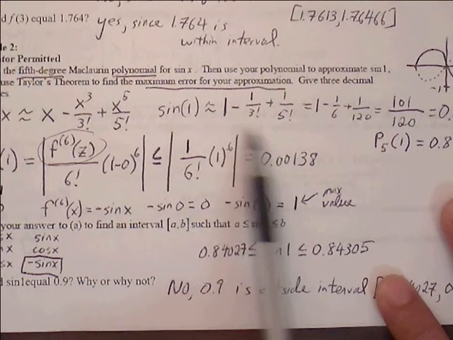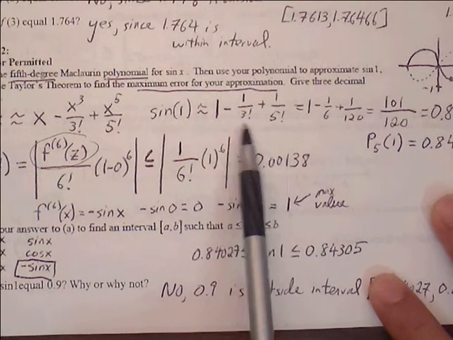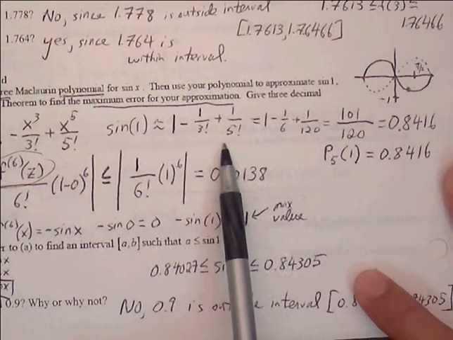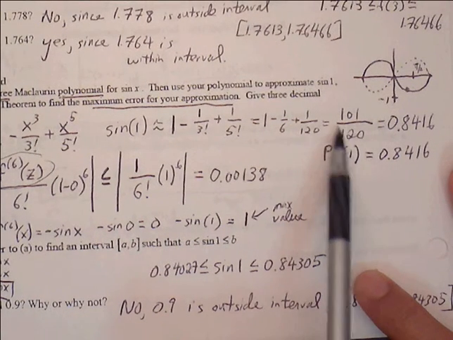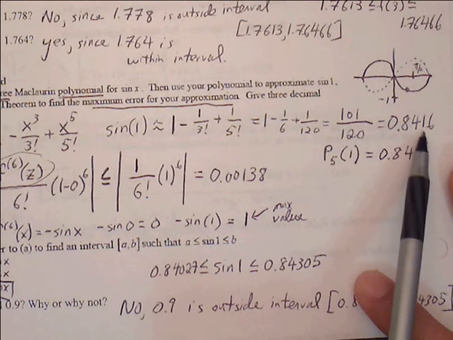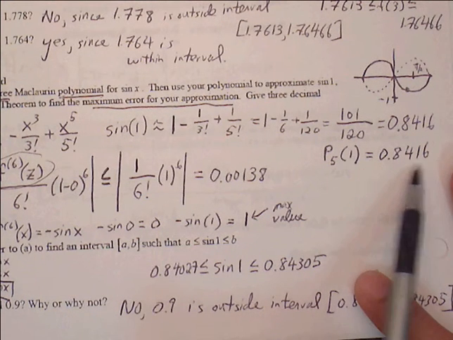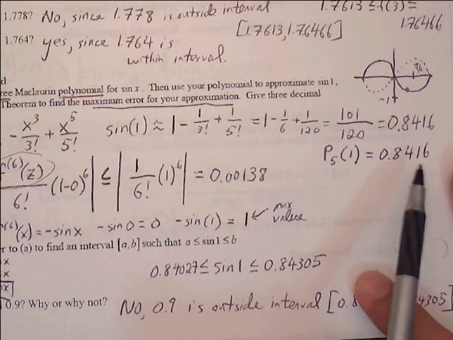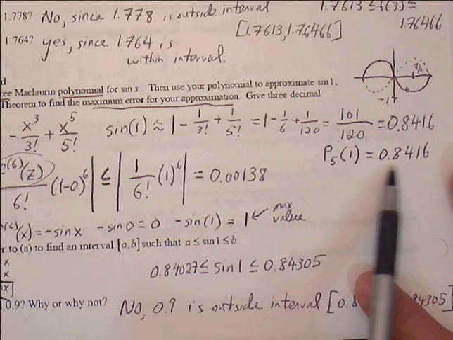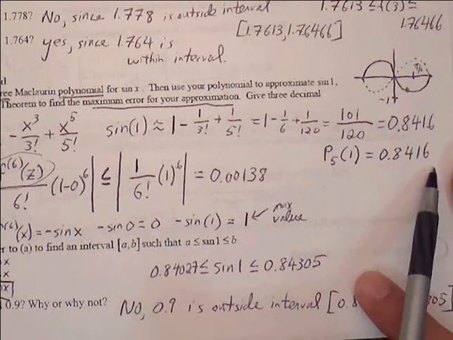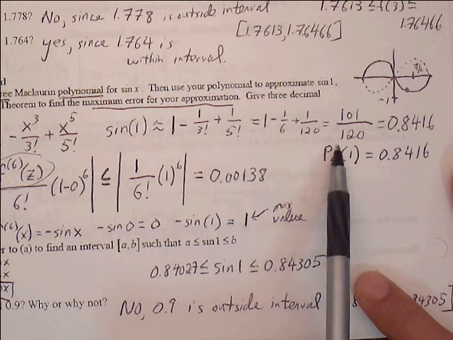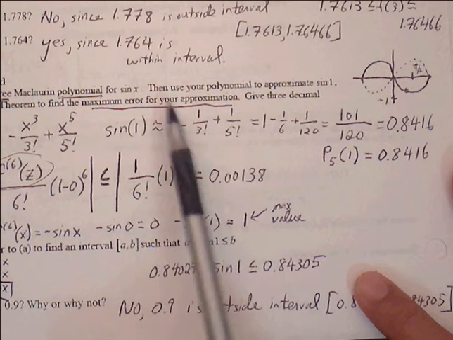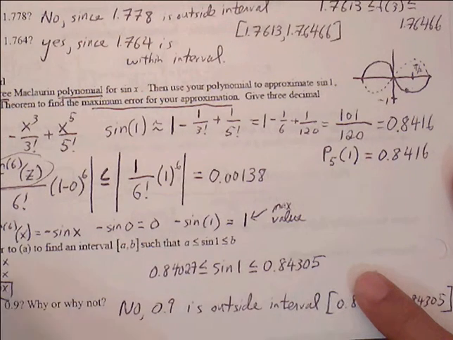Now, using our calculator, we can plug this in, and we're going to see that sine of 1 is going to be approximated by this value of 0.8416. Now, 0.8416 is only an approximation, so we want to figure out, at worst, how far we are off from the actual sine of x evaluated at 1.